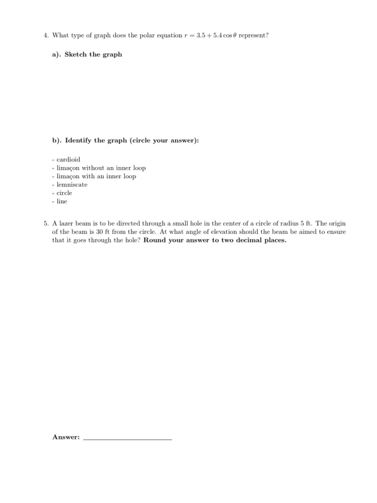Okay, number 4. What type of graph does the polar equation r equals 3.5 plus 5.4 cosine of theta represent? Okay, so I want you to sketch the graph. Since the previous problem, you put your calculator in degree mode, so make sure to put your calculator back into radian mode for this. Okay, so if you graph this guy out, you should get a limacon with an inner loop.